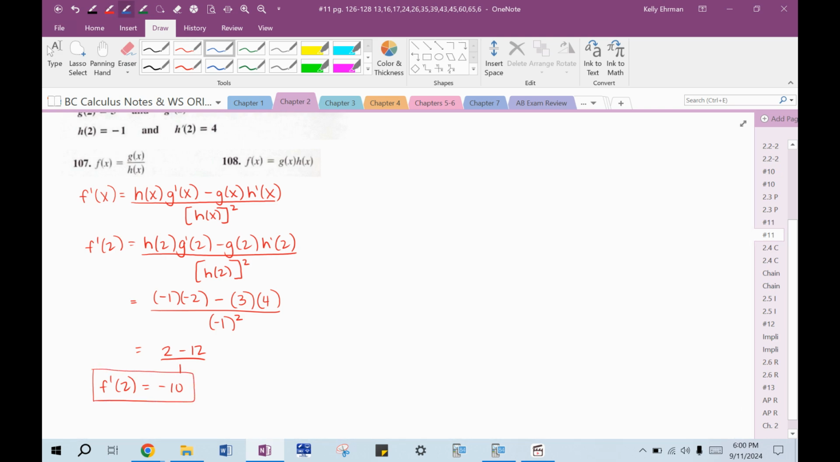All right. Last one, I think, is 108. So g of x times h of x. So again, I have to remember that there's a product rule for this. So the product rule is first times derivative of the second plus second times derivative of the first. And then we're supposed to find f prime of 2. It says that in the directions. So I'm just putting 2's in for the inputs.